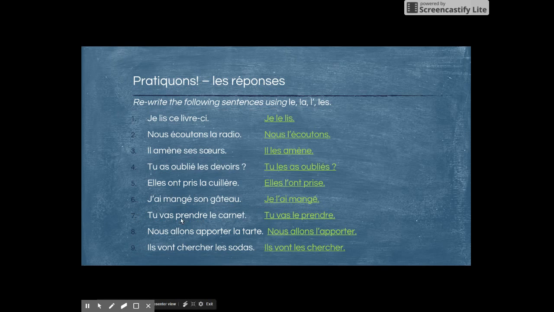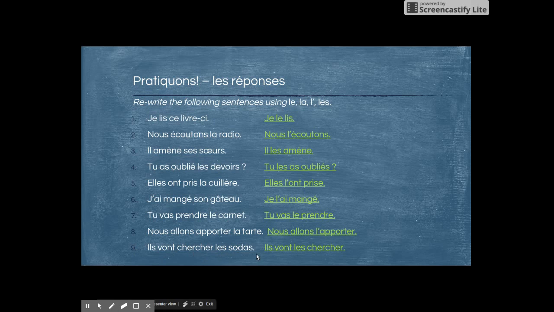7, 8, and 9 were all with an infinitive. It needs to go before your infinitive. So, tu vas prendre le carnet. Tu vas le prendre. So le carnet, masculine singular, and our direct object pronoun needs to go before our infinitive. You are going to take it. Nous allons apporter la tarte. Nous allons l'apporter. We are going to bring it. It needs to go before your infinitive. Changes to l'apostrophe before our vowel a.